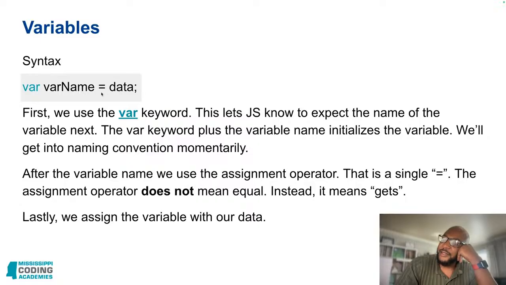And then what's next is what we would like to think of as an equal sign. But in JavaScript, this is not an equal sign. This is what we call the assignment operator. The assignment operator gives value to something, or what I like to say is it means gets. So what we're doing is we're assigning a container, or a variable, some value. And then lastly, we assign the variable with our data.